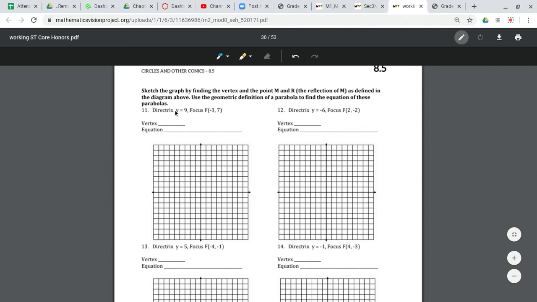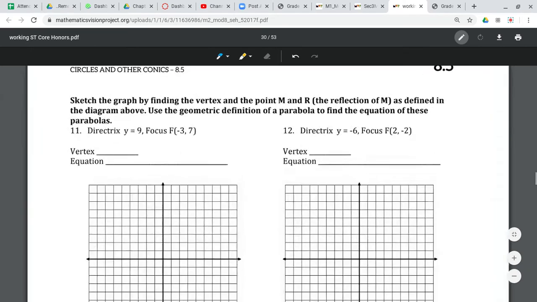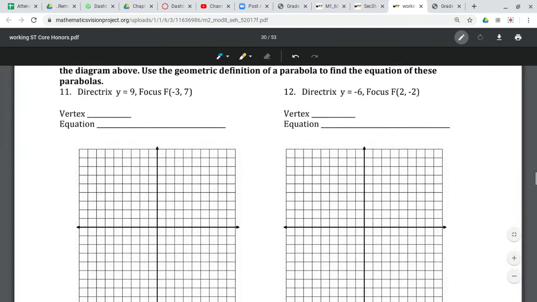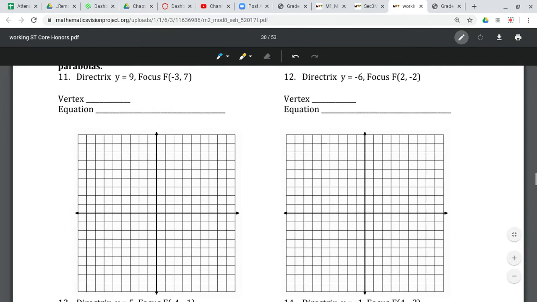So we know what the directrix is. It's y equals 9. We also have the focus. It's -3, 7. So zoom this in to make things a little easier for seeing purposes. Okay, so our directrix is y equals 9. So we go 1, 2, 3, 4, 5, 6, 7, 8, 9. So it's up here. Let's see if I can actually draw a nice straight line today. No, but we'll pretend that's a nice straight line. It's okay. You guys can draw a nicer line than I can.